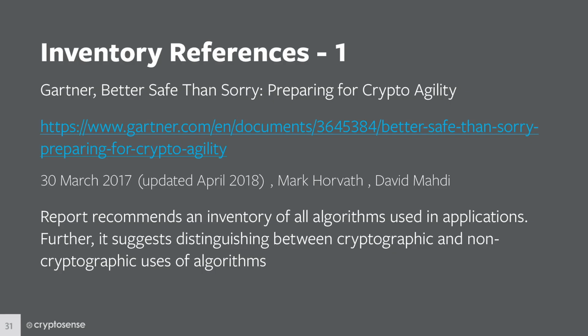Just a couple of quick references. So who else talks about why you should have an inventory? Gartner particularly has a publication about preparing for post-quantum, where they recommend an inventory of algorithms and distinguishing how critical they are. So am I using this algorithm to actually do something cryptographic, or is it not really cryptographic? So this can sort of gauge, is it really important to migrate this algorithm or not?